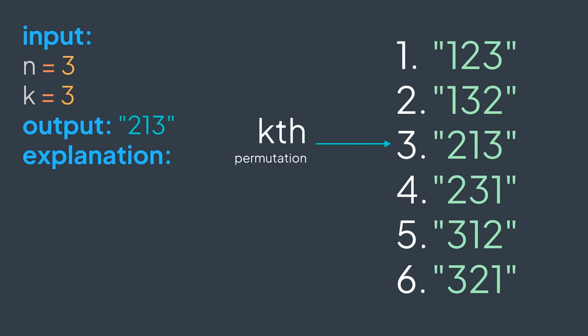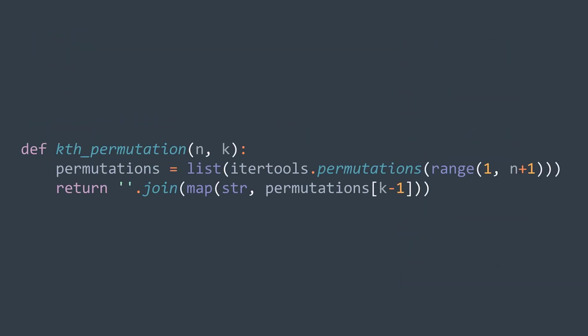For example, with n equal to 3 and k equal to 3, here are the 3 factorial permutations of 1, 2, 3 labeled and in order. K is 3, so we return the third one, 2, 1, 3. The first solution that may come to your mind is obviously the brute force solution, generating all the permutations, then returning the kth one. We give to the function the range from 1 to n inclusive, then we return the one at index k minus 1. Remember that an array is 0 indexed, so the kth one is at index k minus 1.